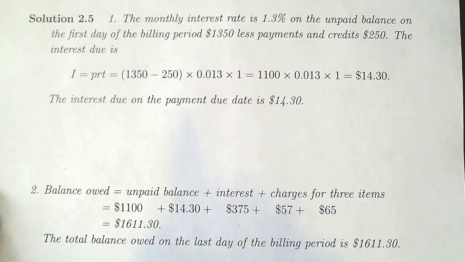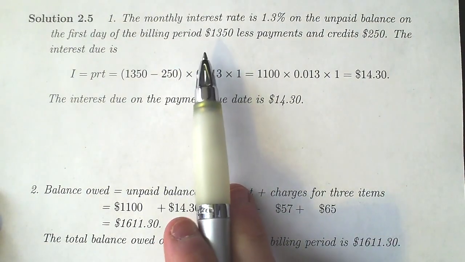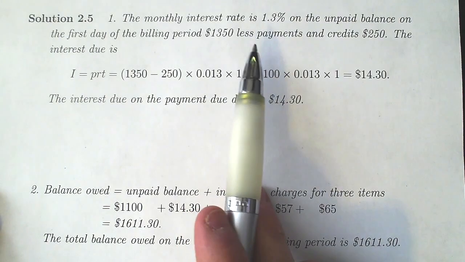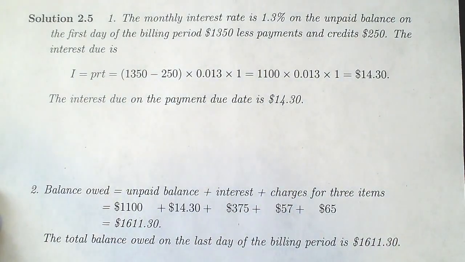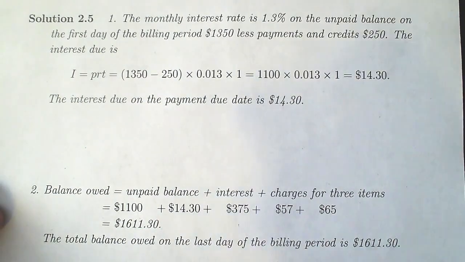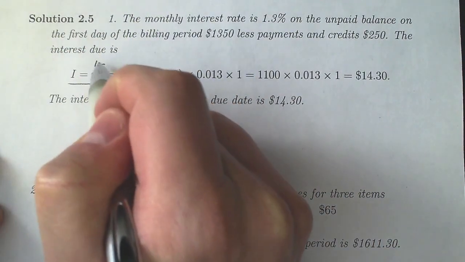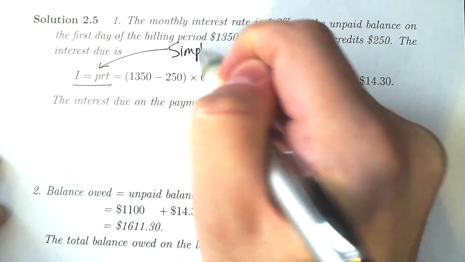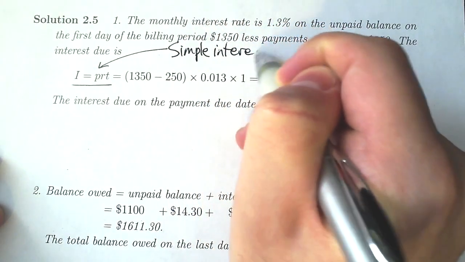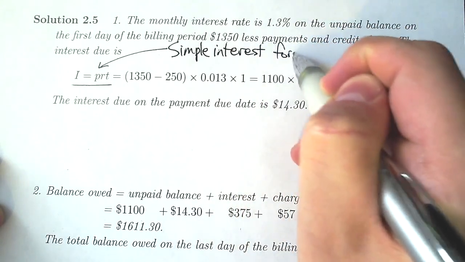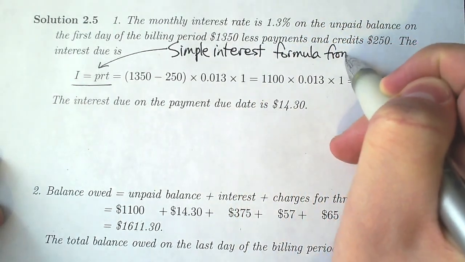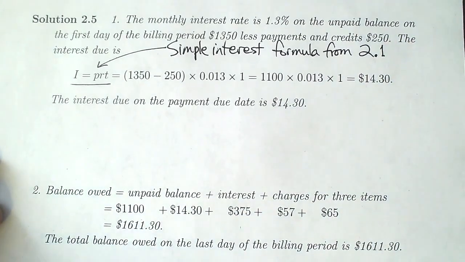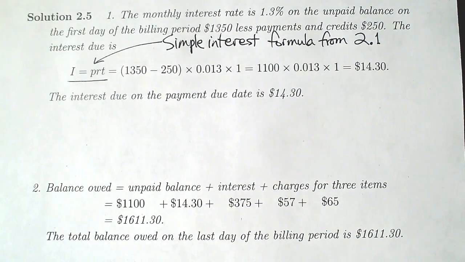All right, so part 1 of the problem. We know the monthly interest rate is 1.3%, and we have all of those dollar amounts that were given. So here is the simple interest formula that we've seen. I'll write on this. This is the simple interest formula from section 2.1 that just says I equals PRT. So interest equals principal times rate times time.